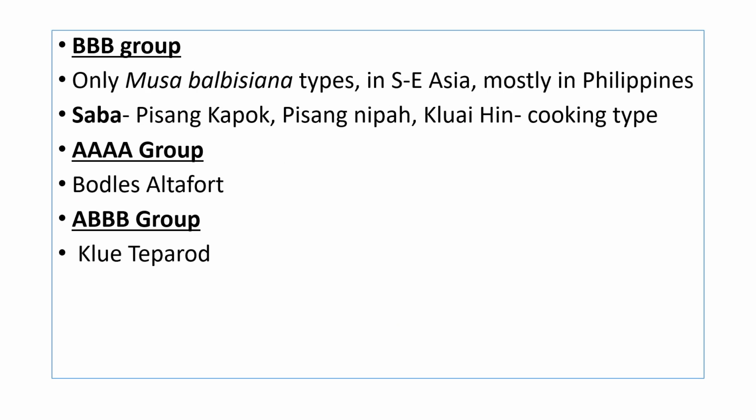Then BBB group, Musa balbisiana types, Southeast Asia, mostly in Philippines, Sabah. Then AAAA group, which includes Bluggoe Altafort, and ABBB group, Klue Teparod. So I think I have missed out AAB group, which includes the Nendran variety.